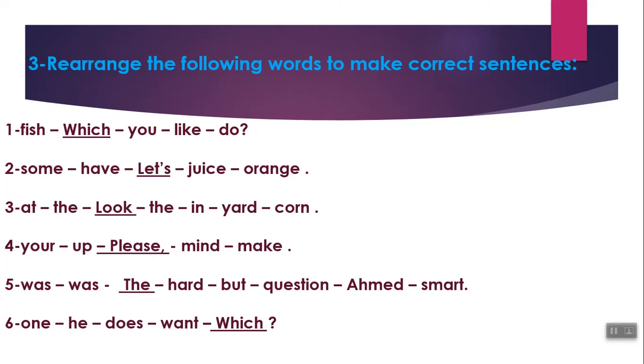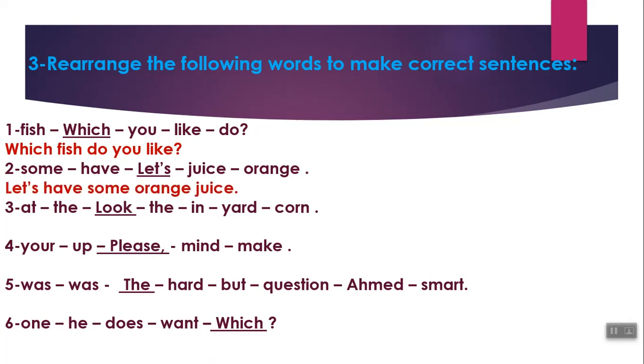Number 1. Fish which you like do. So I'm gonna say, which fish do you like? Number 2. Some have let's juice orange. So I'm gonna say, let's have some orange juice. Number 3. At the, look the, in yard, corn. So I'm gonna say, look at the corn in the yard. Number 4. Your up, please mind make. So I'm gonna say, and of course the underlined word, we're gonna start with it. Please make up your mind.